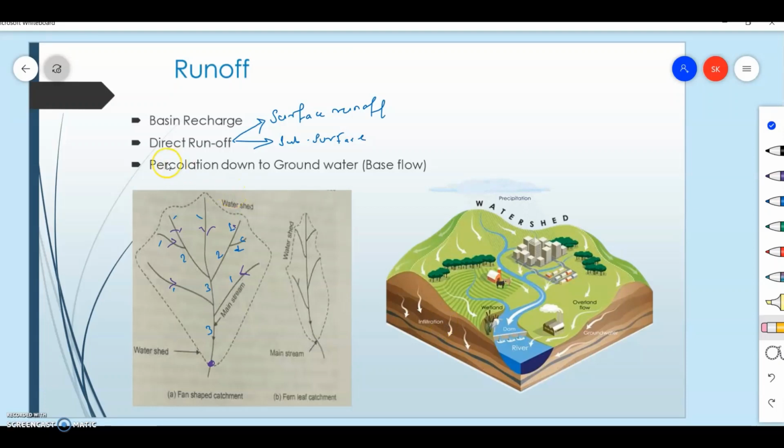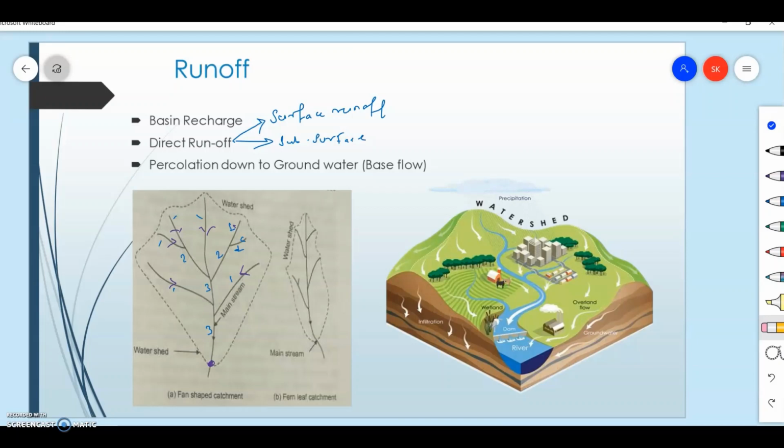The last term is percolation down to the groundwater. It is also called base flow. In the case of base flow, water goes down and becomes part of the groundwater, and then flows horizontally and becomes a part of the stream as well. So this is called base flow. So these are the different terms.